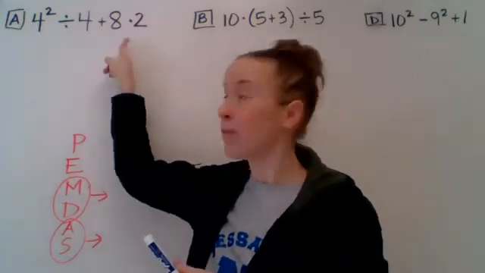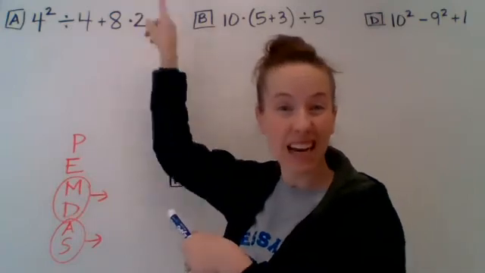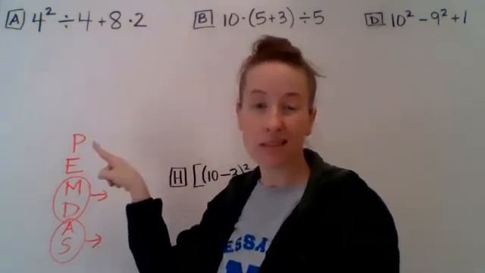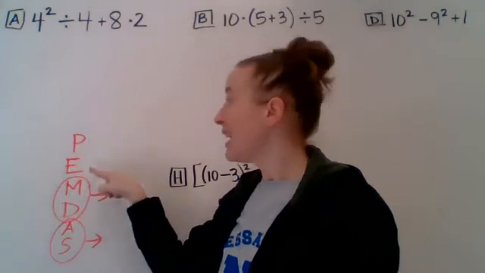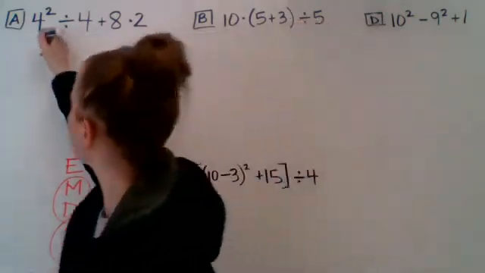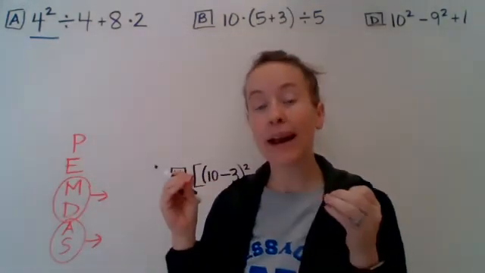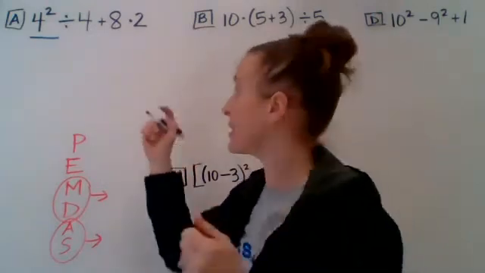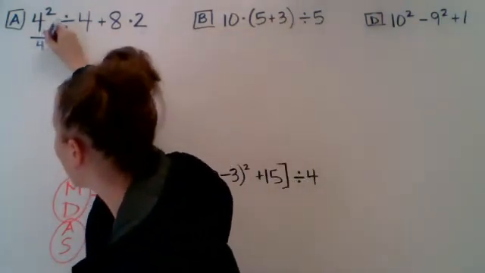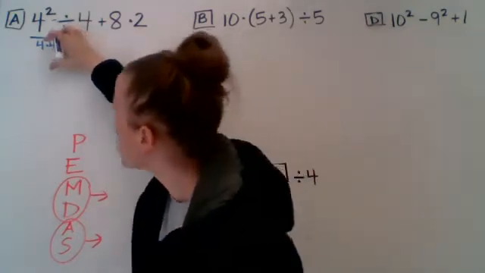If I look up at A, we have 4 squared divided by 4 plus 8 times 2. Remember that a dot can be a times. There's no parentheses, so I get to skip that for now. E is for exponents. I see an exponent, so I like to underline it. I also personally like to expand my exponents because I like to see the math that's happening. I know that 4 squared means 4 times 4. So I like to just jot that down.